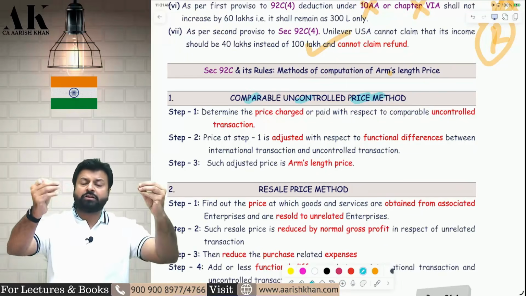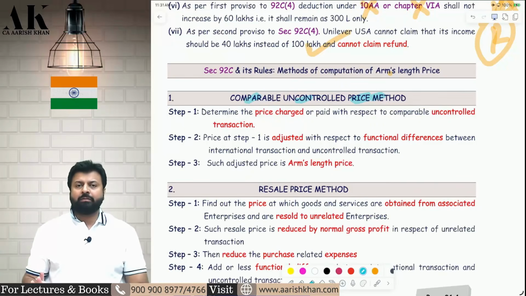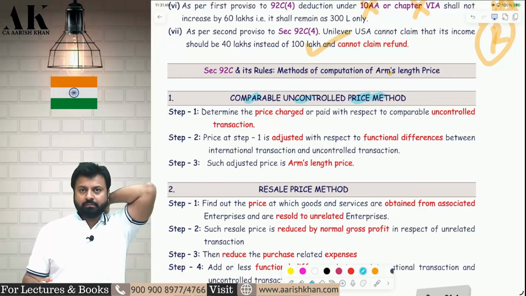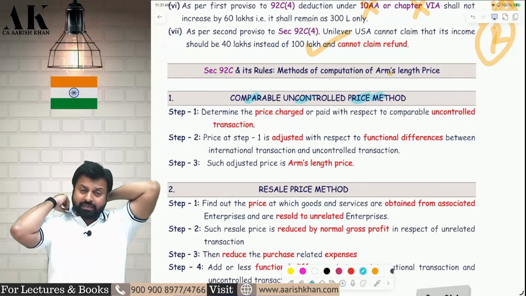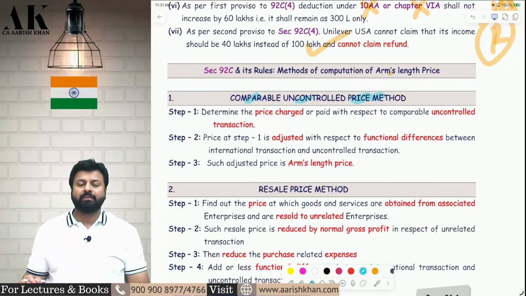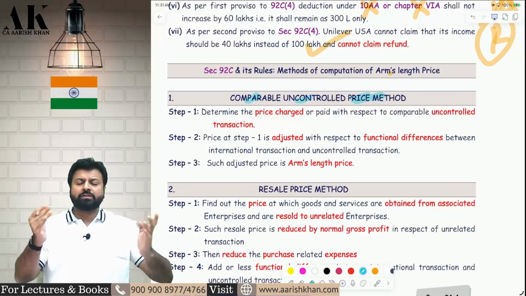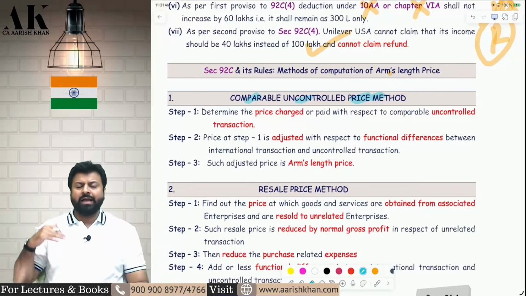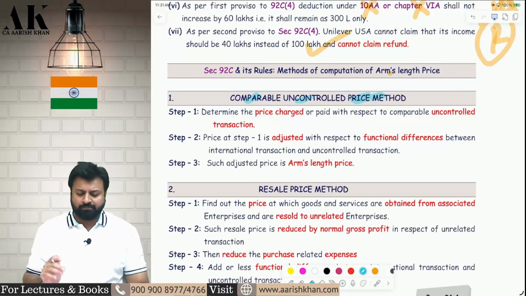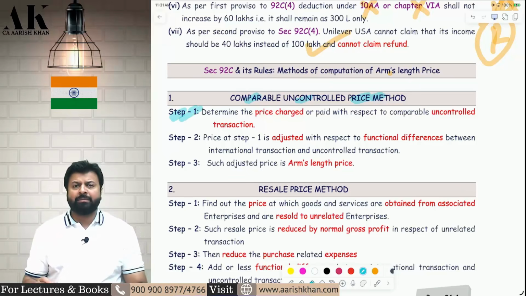If I am doing a transaction with my associated enterprise, that will be called an international transaction. And the transaction with which I am comparing, that is the third party transaction, will be called an uncontrolled transaction. So the transaction with an associate enterprise is an international transaction, and the transaction with a third party is an uncontrolled transaction.